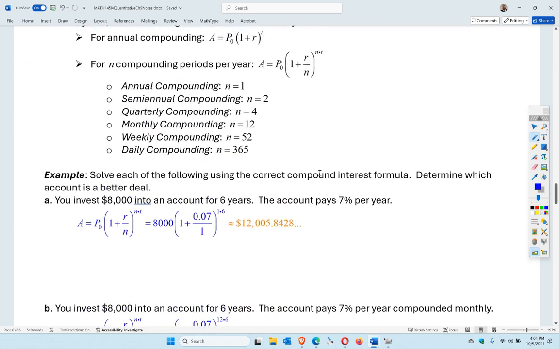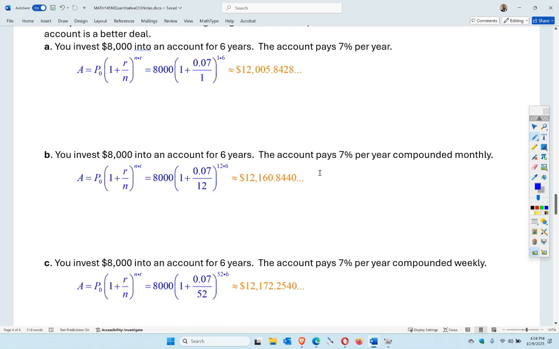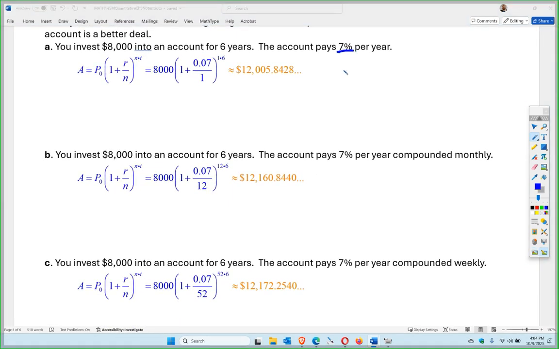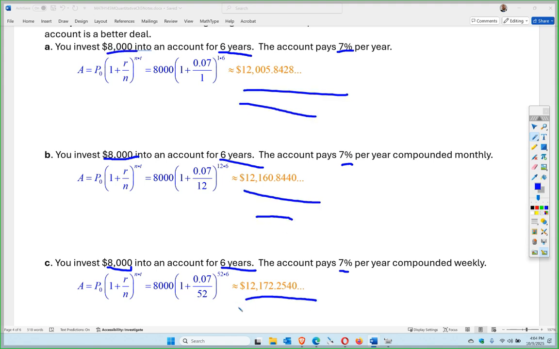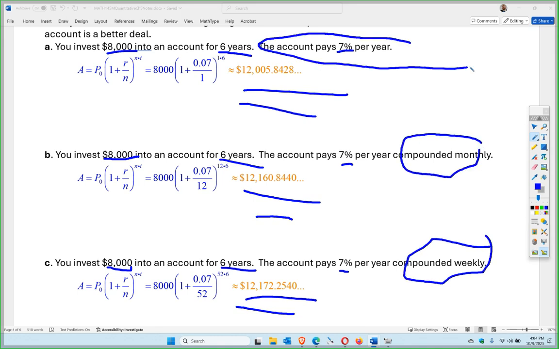What you notice in this problem on page 4 is that every single time it was 7%, right? That didn't change. Every single time it was a 6-year loan, and every single time it was $8,000 invested. But the amount that we ended up with was different every time. That's because it was weekly, monthly, and this one was just annual, which means one compound per year. So these compounds are changing the true interest rate paid on an actual year.